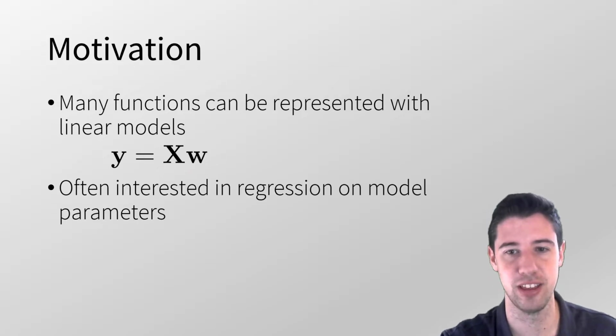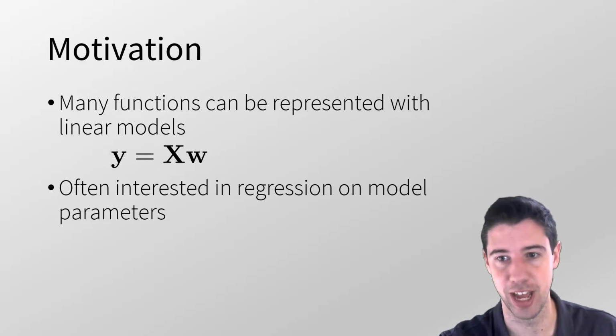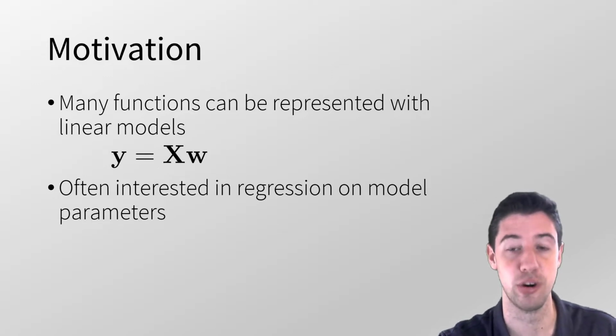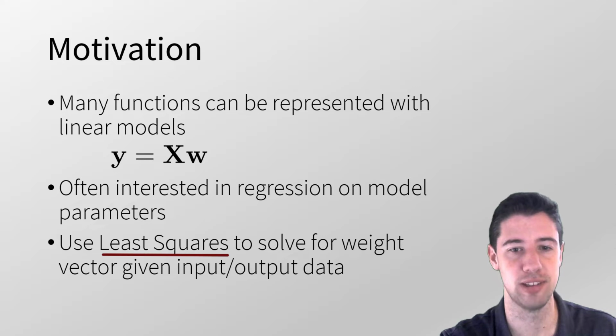Oftentimes, we find ourselves in the situation where we have been given a set of input and output data and want to find the best fit parameters of a particular model. For example, you may fit a line to data and use the slope of the line to determine whether your data is trending upwards or downwards. In this lesson, we will describe a technique called least squares, which will allow us to solve for the weight vector of a linear model expressed in the form above.